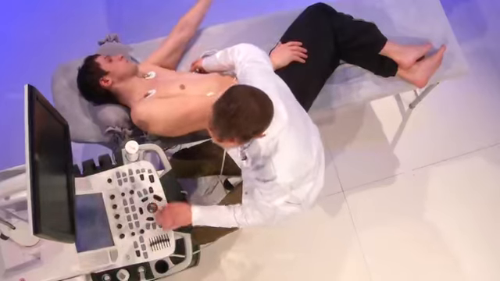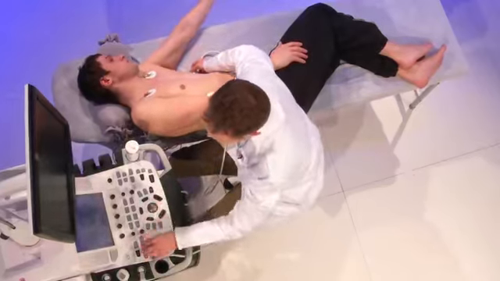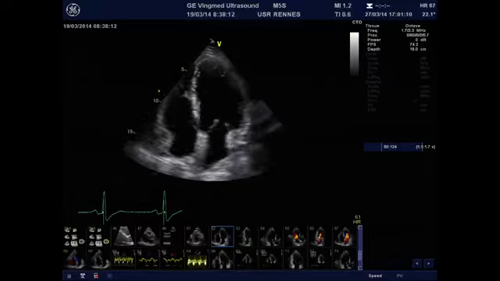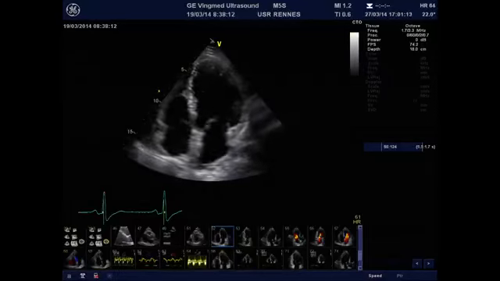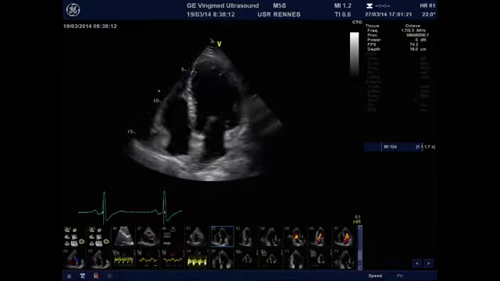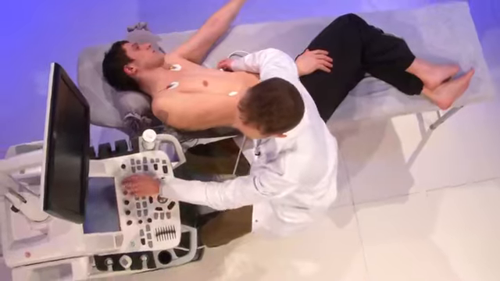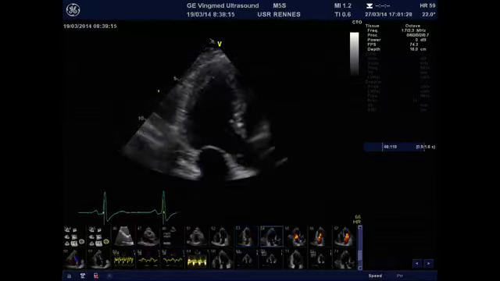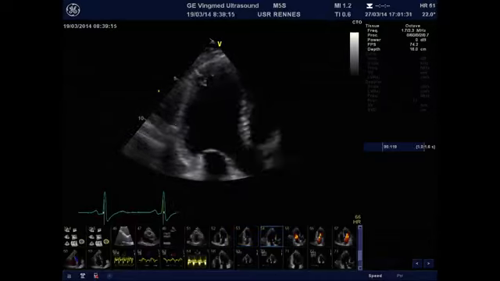So we will focus on the apical views. So I move to the apex. I do my best to make sure that we are at the apex. If necessary, I ask the patient to take a big breath to be sure that we are at the apex of the left ventricle. Then we get the apical 4-chamber view, the apical 2-chamber view, and the apical 3-chamber view.